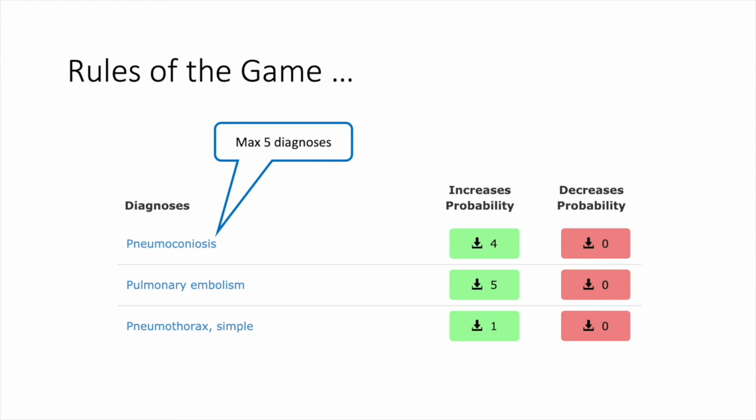There is a maximum of 5 diagnoses that you can populate into your differential. There is a maximum of 15 data points that you can put in each green box or red box. This is designed on purpose so that you don't just spam a whole bunch of data into the box, and that you have to carefully think about which data actually increases or decreases the probabilities of these diagnoses.